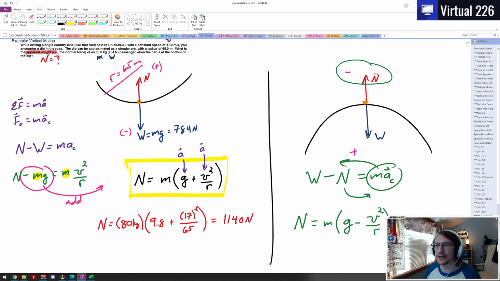And what this shows us right here in this equation, if we're going over a hill in this setup, is that if you're going fast enough, if you have a fast enough velocity, you could actually get this term here, g minus v squared over r, to equal 0. And that means your normal force will equal 0. It'll feel like you're weightless for just an instant. And if you go any faster than that, your normal force will actually be greater than your weight. And that means you'll go airborne.